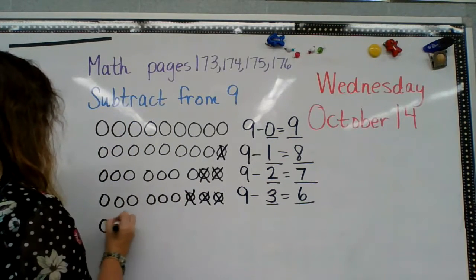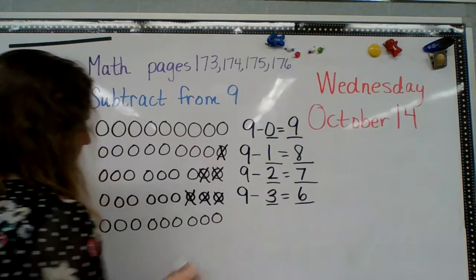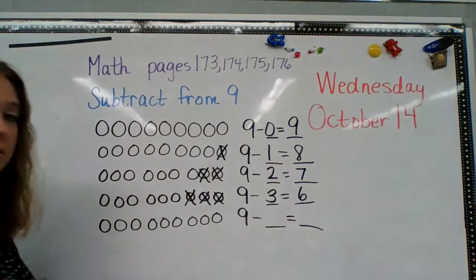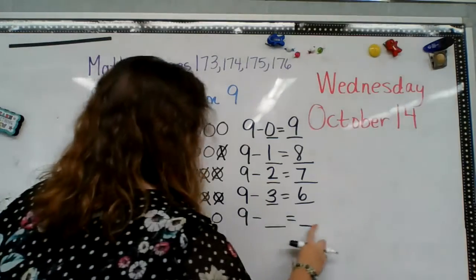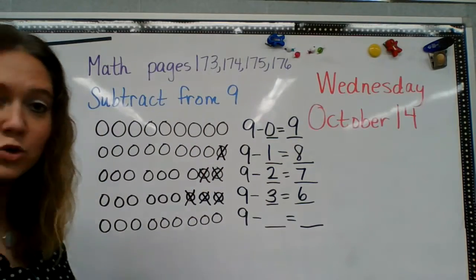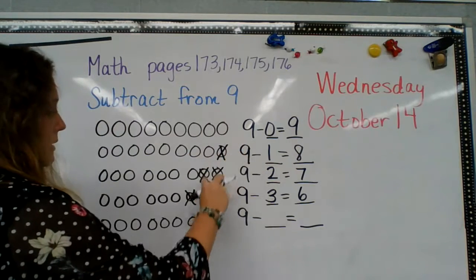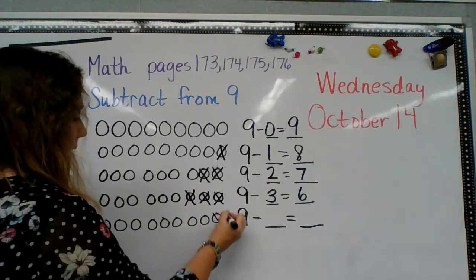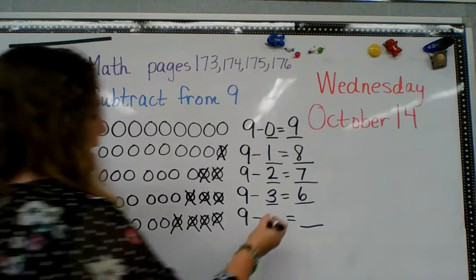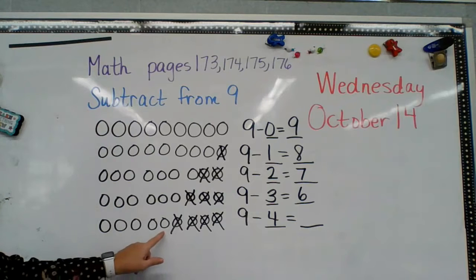Okay, we're going to do it again. Make sure you're starting off with 9. Subtraction number sentence. How many are we going to cross off? First we did 0, then 1, then 2, then 3. Now 4. So 9 minus 4. How many are left?